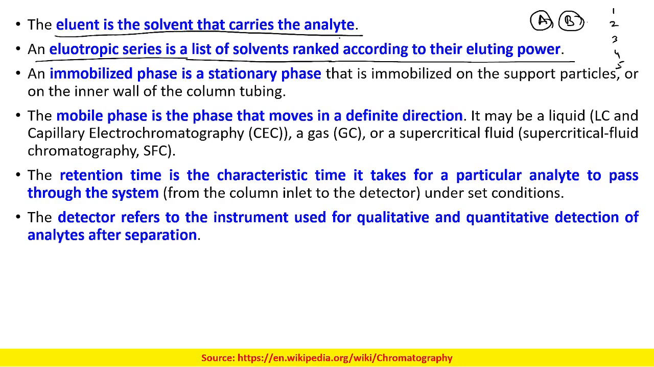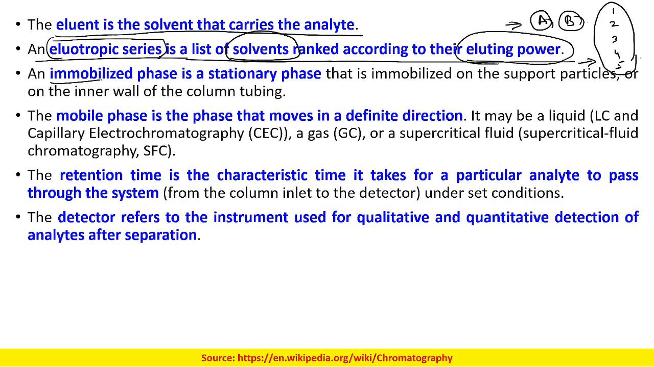So it is the ranking of these solvents depending upon the ability of these solvents to elute A and B in a proper manner, so that you are able to separate these two in a very systematic and purified manner. And when you rank that series, it is regarded as the eluotropic series, which is basically the ranking of these solvents, which tells you how well these solvents will be able to separate the analytes A and B.